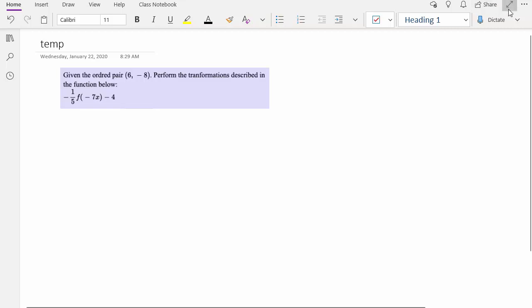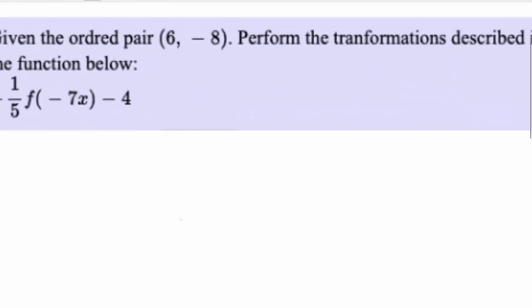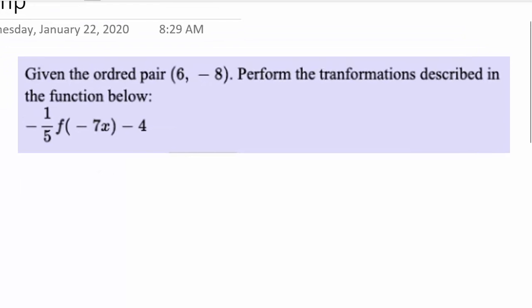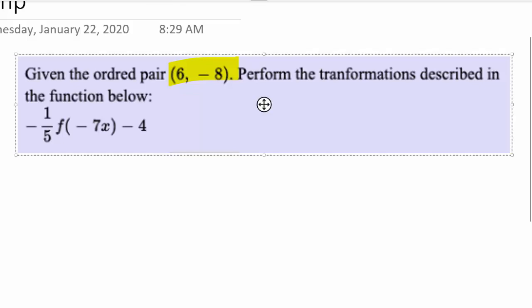So let's go ahead and talk about transforming an ordered pair. So what's going on in this problem? Well, let's imagine we're given an ordered pair, and it can be any ordered pair. This one happens to be (6, -8), and we know it's on our function f(x).